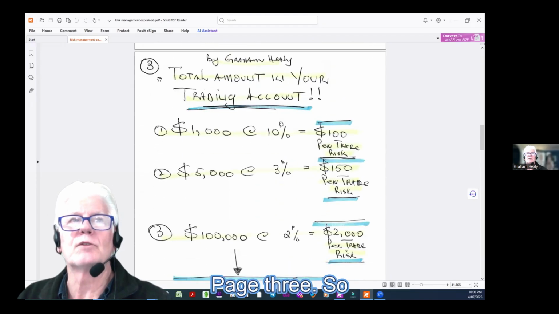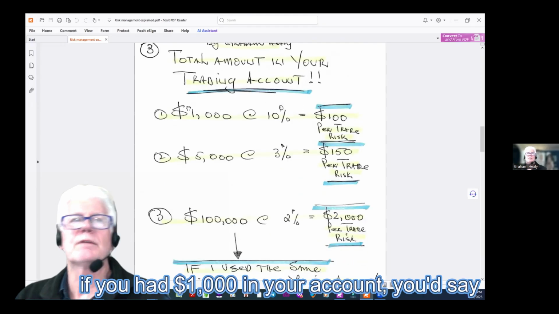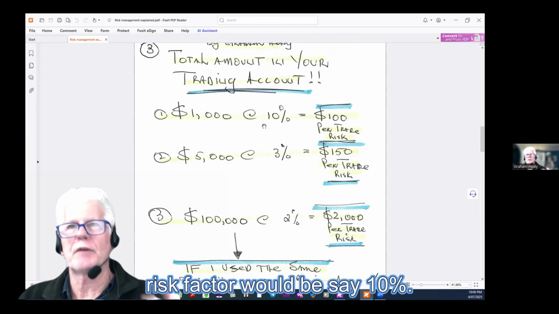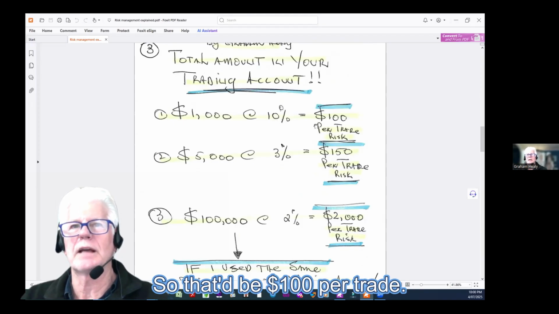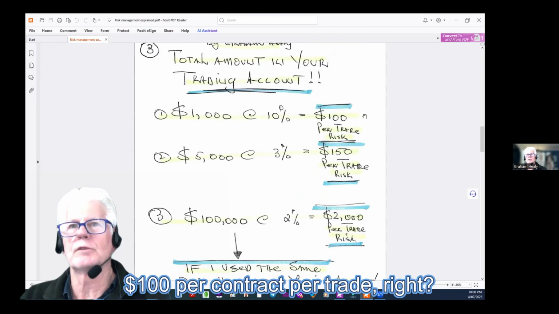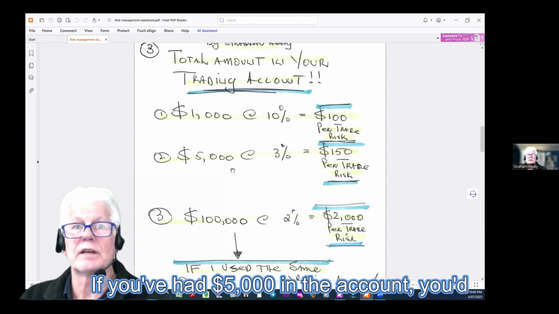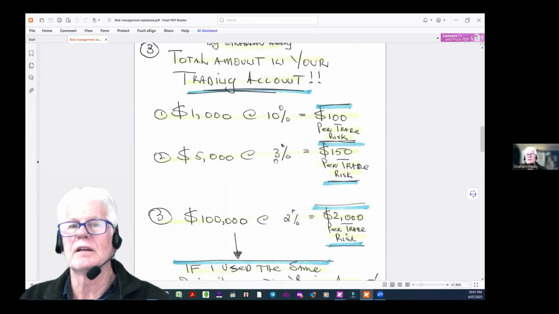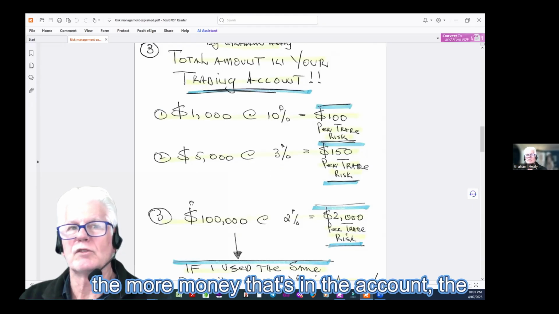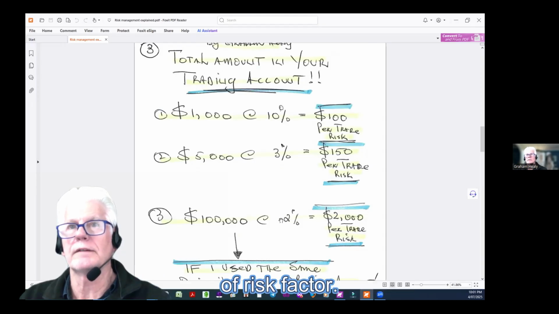So page 3. The total amount in your account, we'll just go through that carefully. If you had $1,000 in your account, you'd say your risk factor would be, say, 10%. So that'd be $100 per trade. So you're not going to put any more than $100 per contract per trade, right? If you had $5,000 in the account, you'd reduce that down to about 3% and make it $150 per trade. So the more money that's in the account, the smaller the percentage of risk factor.